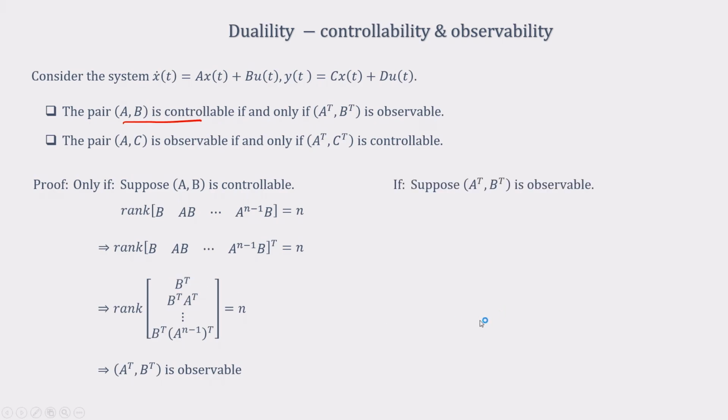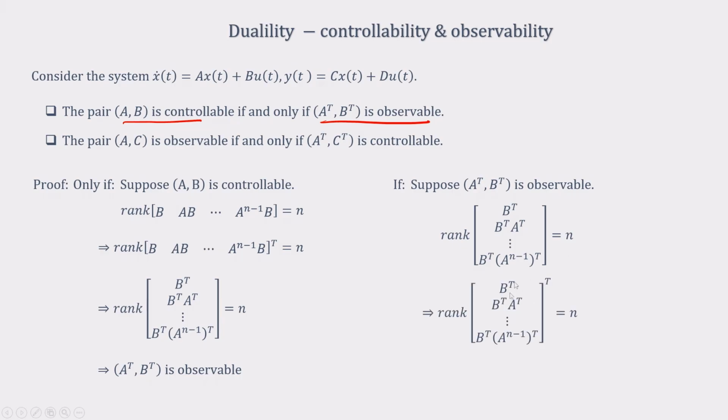In the other way around, if I consider that A transpose B transpose is observable, then the rank of this must be equal to n. In other words, the rank of the transpose of this matrix must be n, and in other words the rank of [B AB ...], the controllability matrix, must be n, which means AB is controllable. That means AB is controllable if and only if A transpose B transpose is observable. In the same way, if AC is observable, A transpose C transpose is controllable.